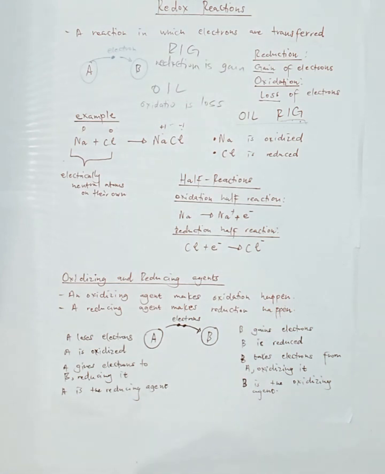Okay, let's move on to the next one. So B gains electrons. B is reduced. B takes electrons from A. It's receiving those electrons from A, oxidizing it. Oxidizing what? A. It's causing A to lose those electrons because it's taking away A's electrons. Then B is the oxidizing agent because it makes oxidation happen. It makes A lose electrons. People, come on.